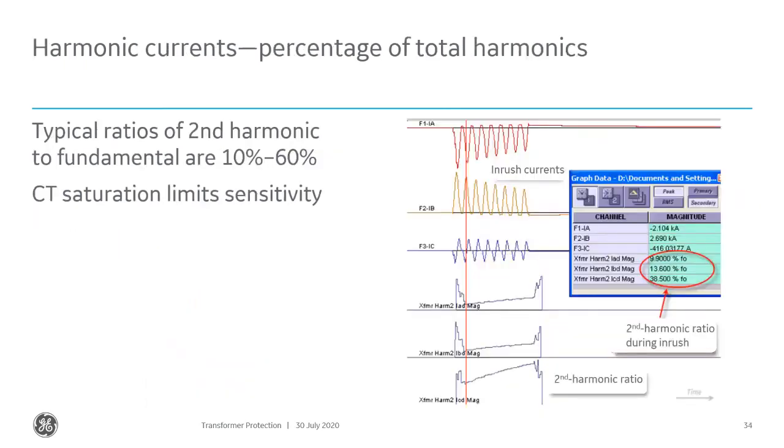Okay, so let's move on and talk about harmonic restraint. So I mentioned earlier that when we first energize the transformer, we will create a lot of inrush current. Since we're just energizing one side of the transformer, that inrush current can look like a lot of differential current, and we would operate for that unless we take some mechanism to prevent operation, right?